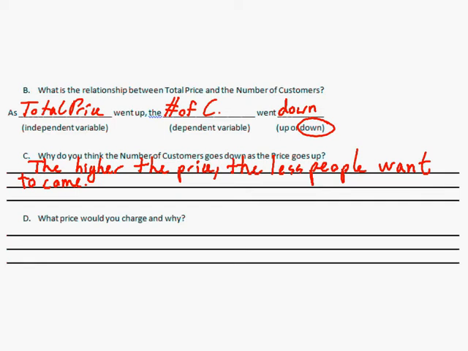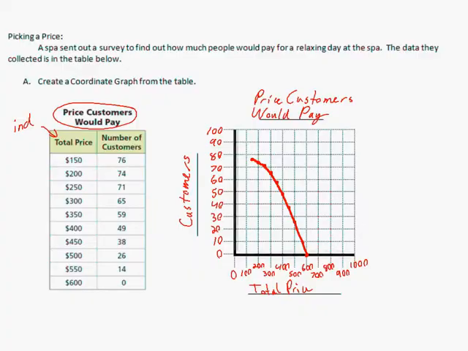All right, what price would you charge and why? Let's go back to our graph. In this one, it's up to you. Personally, I would not charge $600 because no one's going to come to your business. I would probably not charge $150 because while a ton of people are coming, you're not getting much money. I'd probably charge somewhere in the middle. How about a nice round $400?